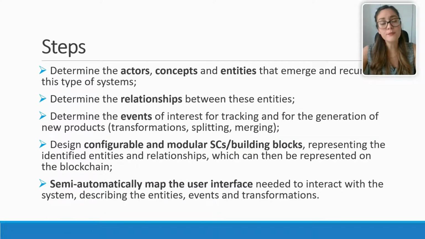To develop such a system, we firstly need to determine the actors, concepts, and entities that emerge and recur in this type of system, then determine the relationships between these entities, and determine all the events of interest in the process. After that, we design configurable and modular building blocks that are the smart contracts, representing the identified entities and relationships in order to represent them on the blockchain. Finally, we semi-automatically map the user interface needed to interact with the system.